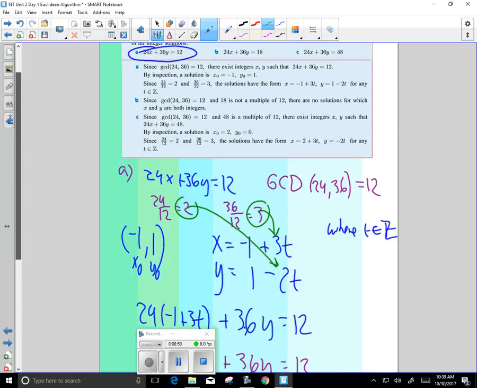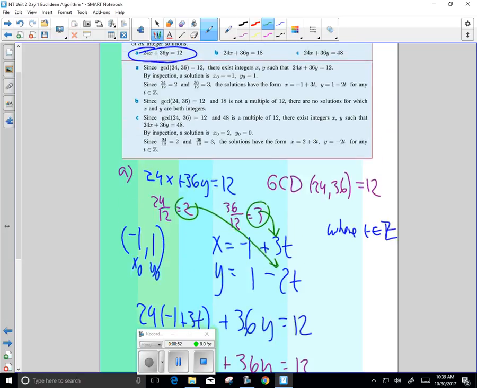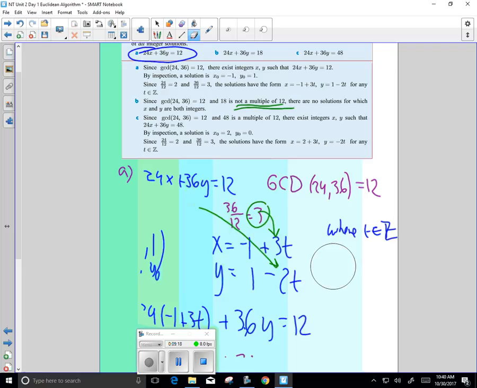Let's try the next one, part B. It says greatest common divisor, 24x plus 36y equals 18. And is 18 a multiple of this 12? No, so there won't be any solutions. No solutions to that one. The next one, 24, 36, and 48, this one's going to work. So we're going to do this one together.